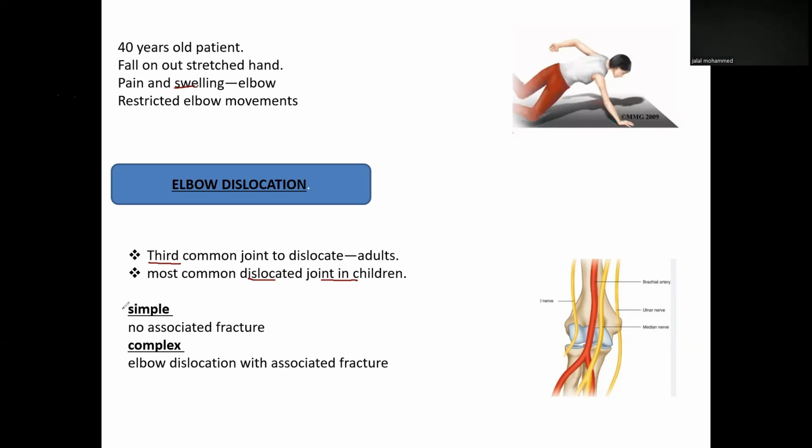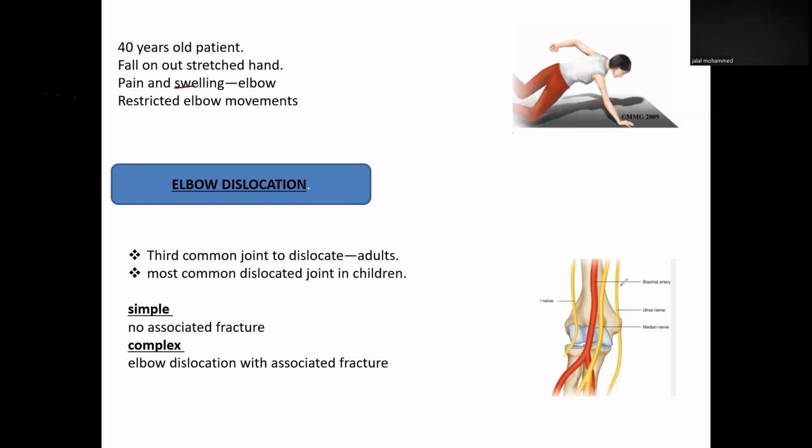It may be a simple dislocation where the joint surfaces lose contact with each other, or it may be a complex one where the dislocation is associated with a fracture or injury to the surrounding soft tissue structures. So we have either a simple dislocation or a complex dislocation. What are the structures in and around the elbow which are very important?